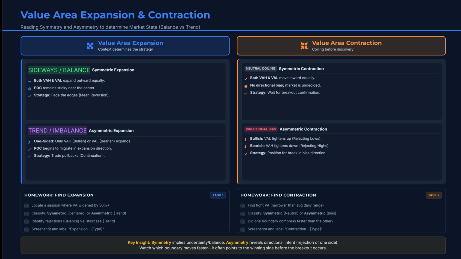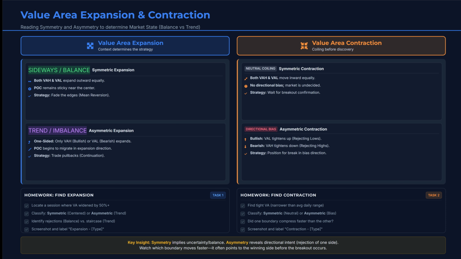Neither bulls nor bears can sustain control beyond the boundaries. The market is finding balance and fair value across a broader range. Expansion in a centered value area indicates acceptance at current price levels and equilibrium between supply and demand. Both sides are actively transacting, creating stability.